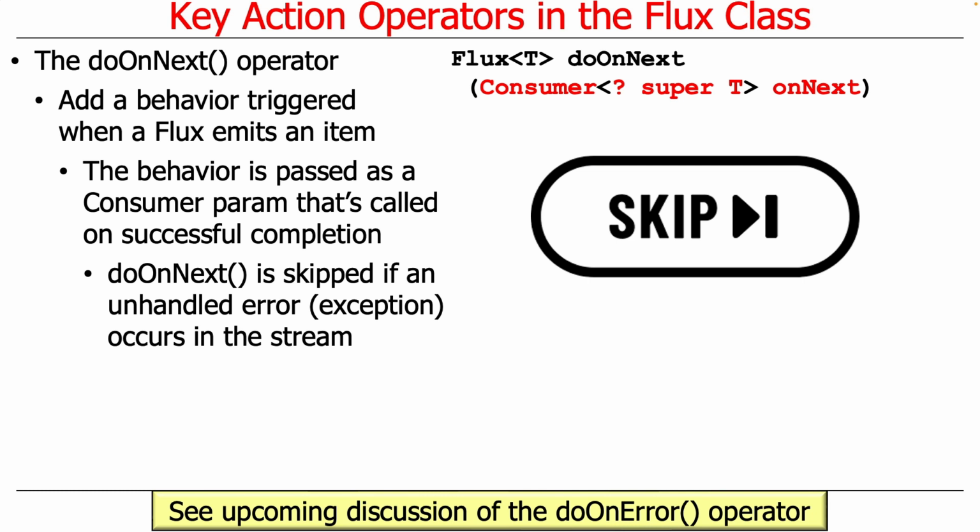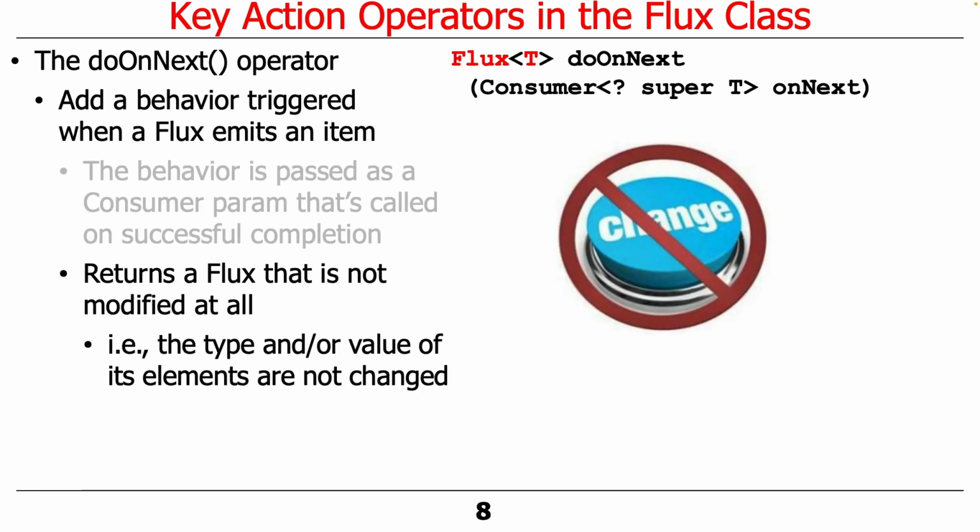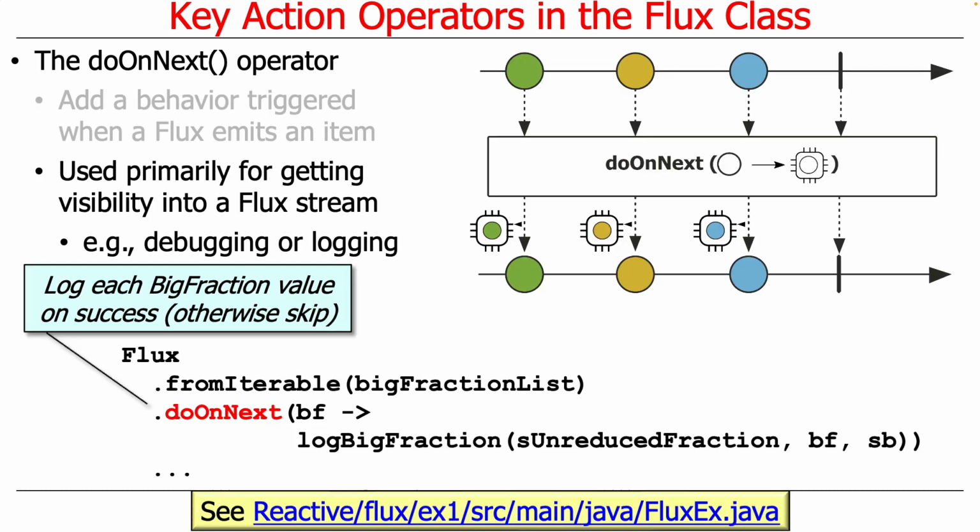doOnNext is skipped if an unhandled error or exception occurs in the stream. So it won't process it in that case. What doOnNext returns is a Flux, all of whose values are the same as what it was given as input. So it doesn't make any changes. It makes no modifications whatsoever to the values.